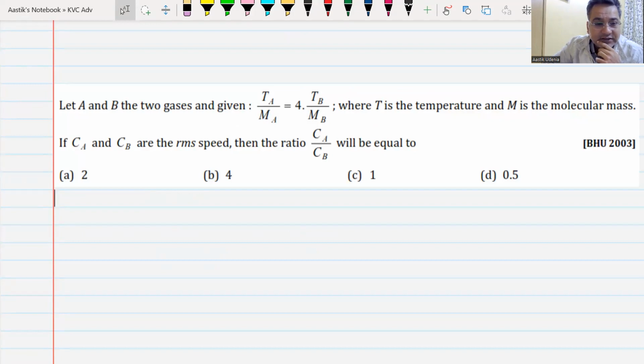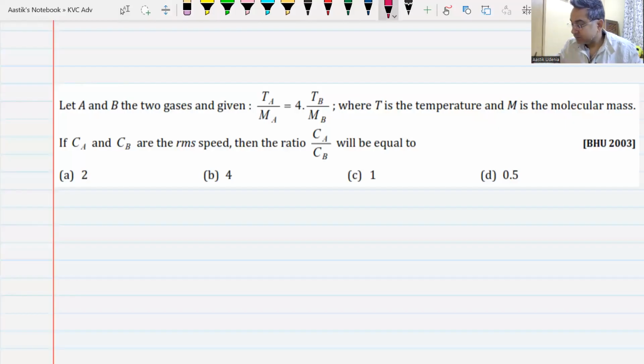Two gases, A and B, given this, where T and M are the temperature and the mass. CA and CB are the RMS speeds. What is the ratio of CA and CB? Do it fast. A is correct.